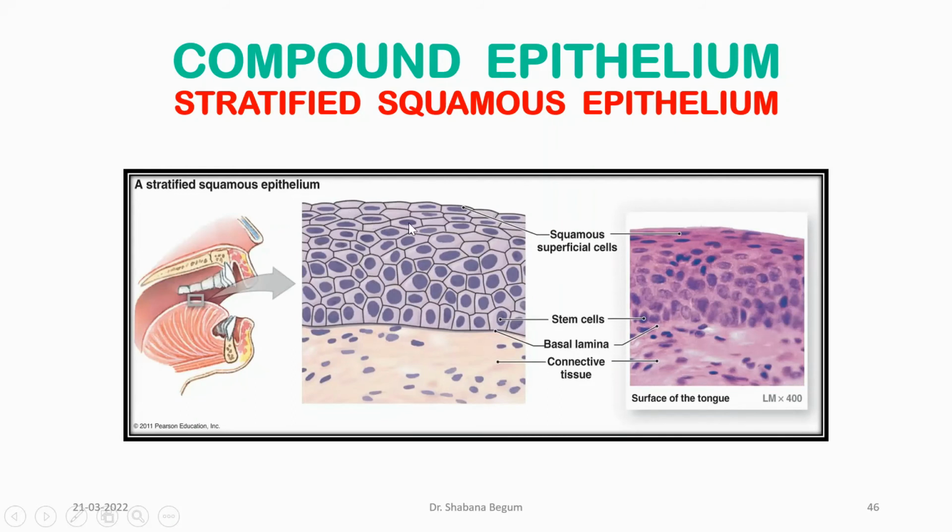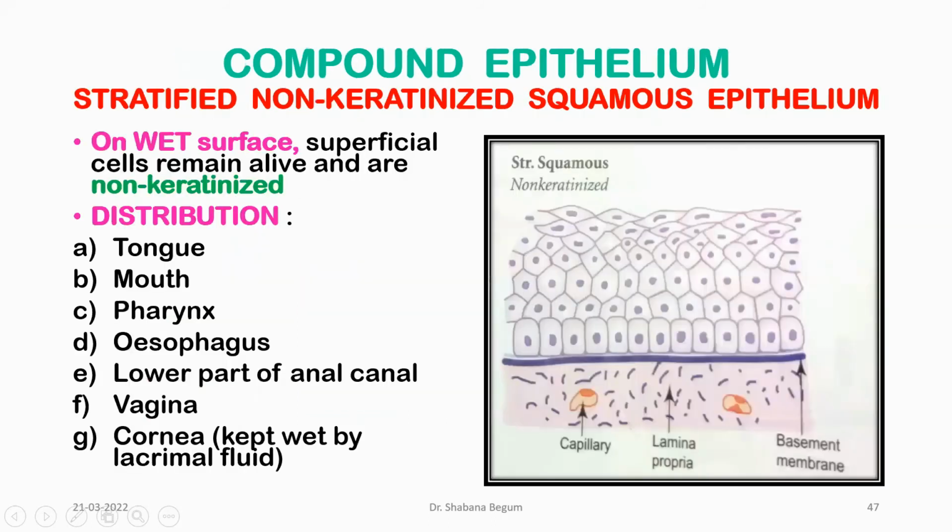We can see that the superficial layers are of the squamous variety. So it is the stratified non-keratinized squamous epithelium. Here the superficial cells remain alive and it is non-keratinized. This surface is always moist and wet. So this type of epithelium is found in the tongue, mouth, pharynx, esophagus, the lower part of the anal canal, the vagina, and the cornea.